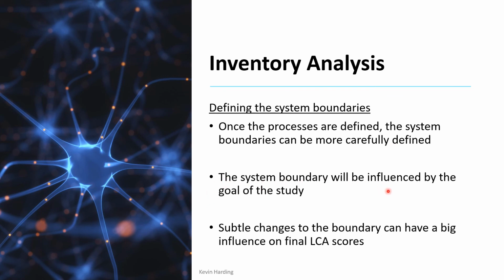Obviously, that system boundary can be influenced by the goal of the study, and the big problem here is that subtle changes can have a big influence on the final LCA. So if you are going to redefine the boundary in the top step, it could have a big change on the actual outcome, so you need to be careful on that step.